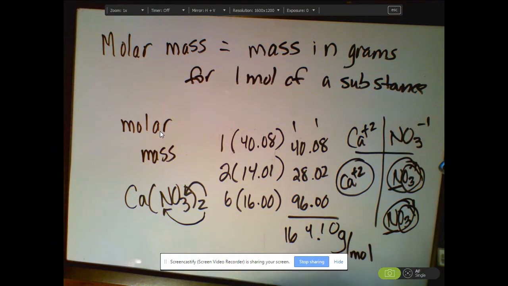You are chemistry students. You'll certainly be able to figure out the math here. I foolishly did not bring my calculator with me when I set up my recording here. But if I did my math correctly, you can see that there are 164.10 grams per mole.